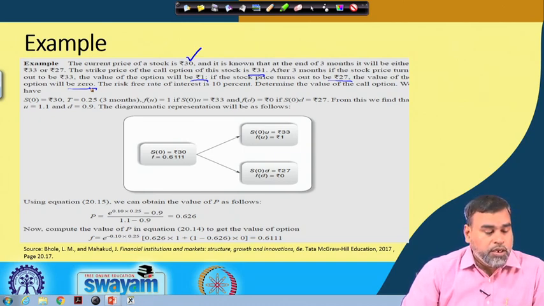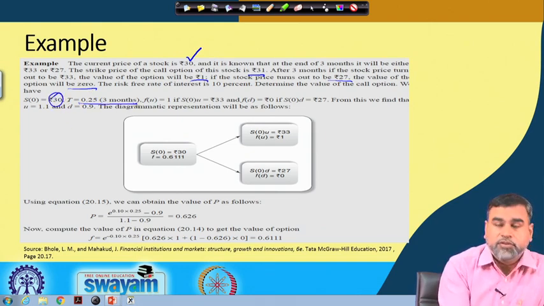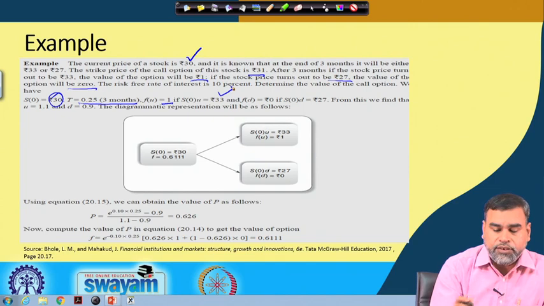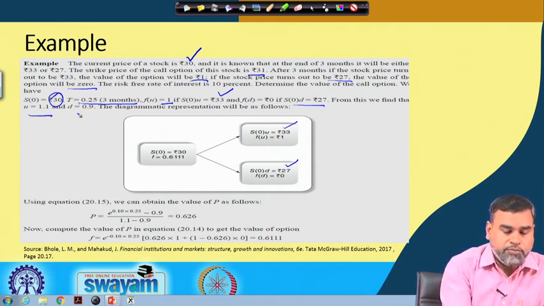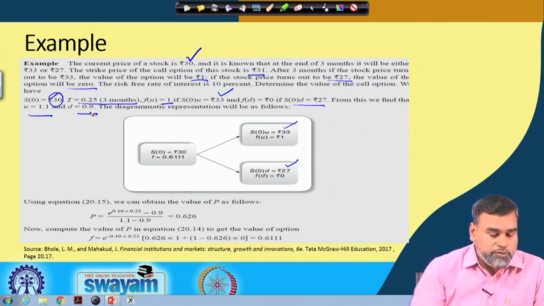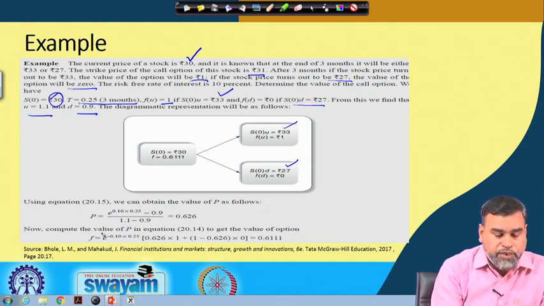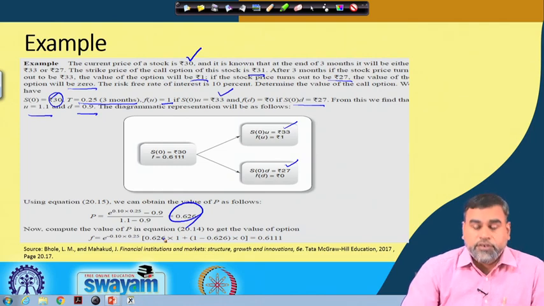So, your stock price S in the beginning is 30, t is equal to 3 months, that means 0.25 years, f of u is equal to 1 if the price goes up to 33, and f of d is equal to 0 obviously if the price goes down to 27. Then your u becomes 1.1 and your d becomes 0.9. Now you can use that equation, and then you can find p is equal to e to the power 0.1 into 0.25 minus 0.9 divided by 1.1 minus 0.9, that is 0.626.